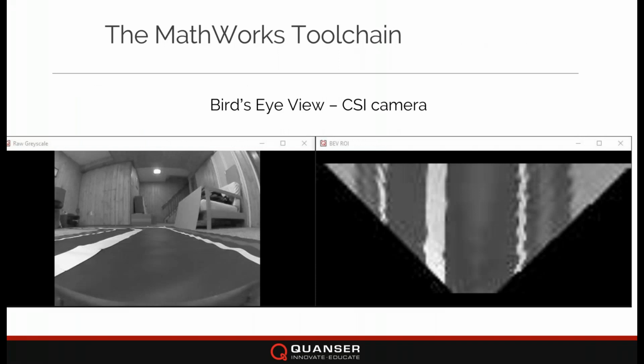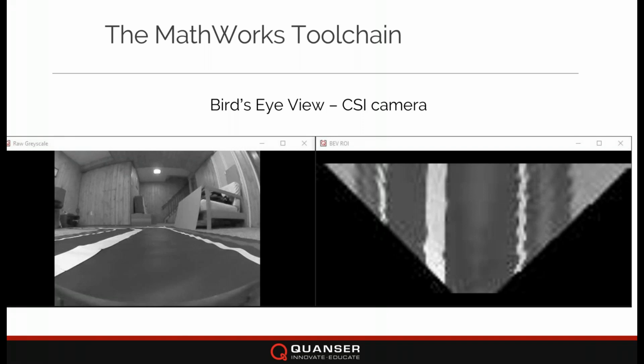Again, this is an image from my basement. It's the front CSI camera. I'm now looking at a grayscale image. And now when I generate that bird's eye view, it's a top-down view. What it can do is correct any of the curves that are directly in front of me to be straight lines. They're fairly easy in this case now to identify when I want to stay within the lane.